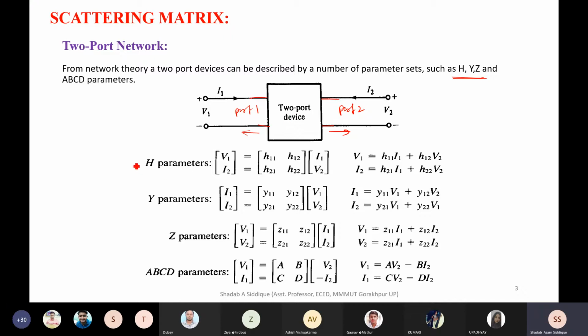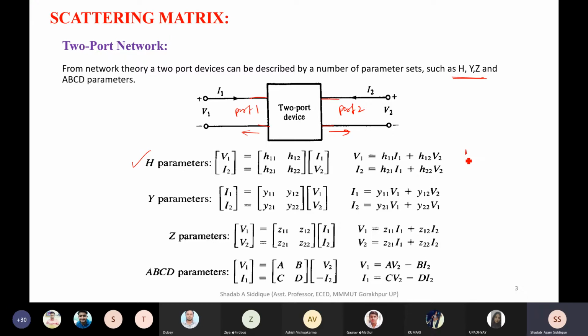Now we have the H parameter. The H parameter can be represented in this form: V1, I2, H11, H12, H21, H22, and I1, V2. So the equations are V1 = H11 I1 + H12 V2, and I2 = H21 I1 + H22 V2. We can find H11, H12, H21, and H22 by taking one of the parameters, voltage or current, as 0.